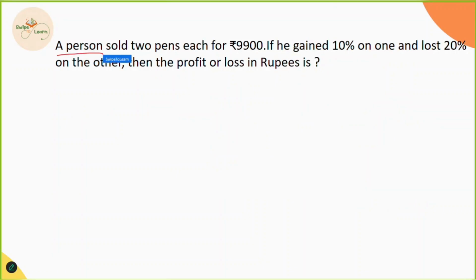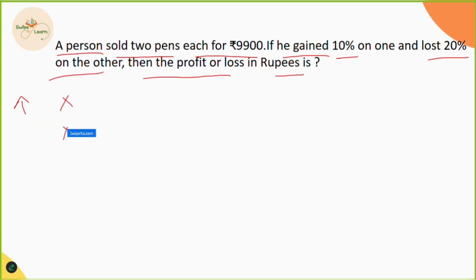A person sold 2 pens, each for 9,900 rupees. If he gained 10% on one and lost 20% on the other, what would be the profit or loss in rupees? In the previous question, we saw that the same percent of profit and loss means we have a formula of X square divided by 100. But now there is a different profit percent and a different loss percent. How do we calculate the profit or loss?